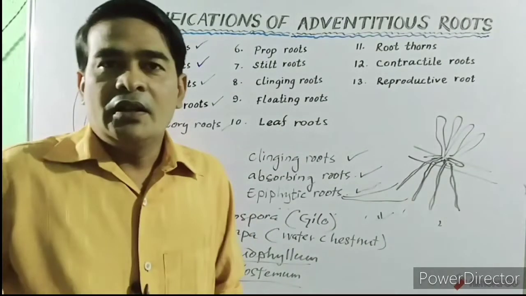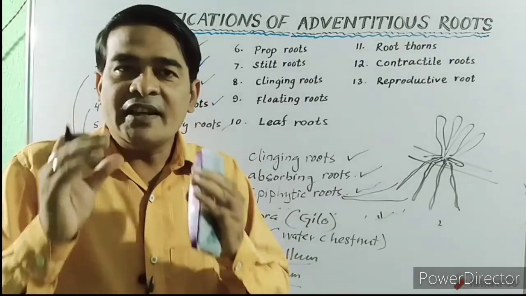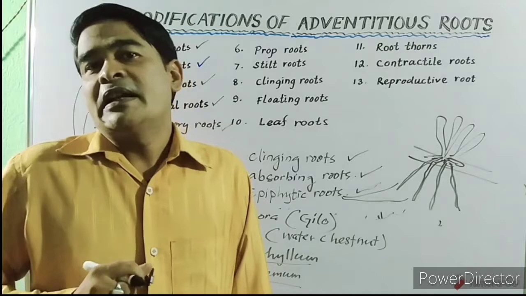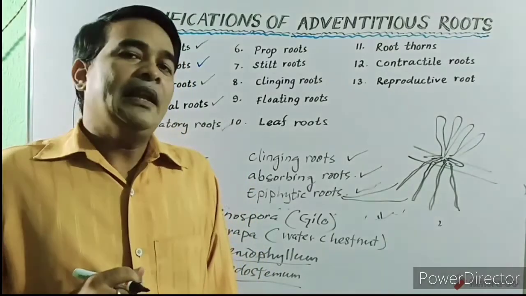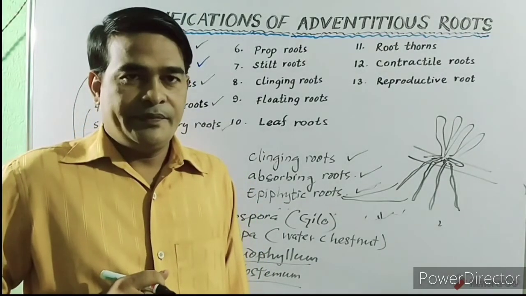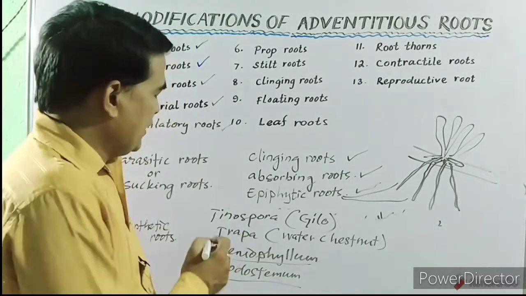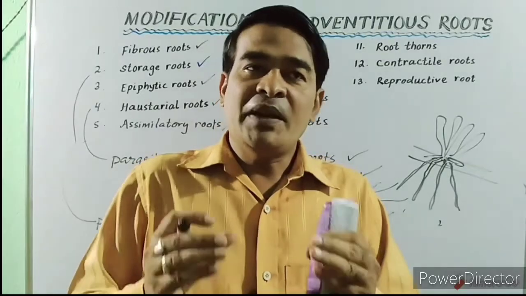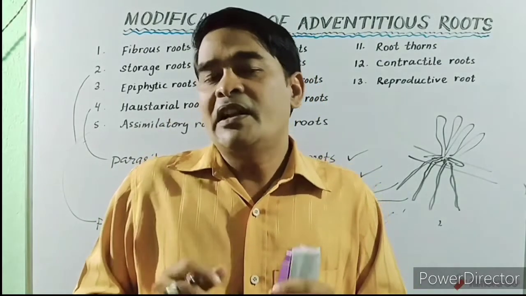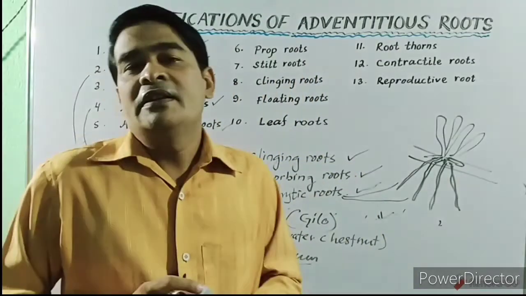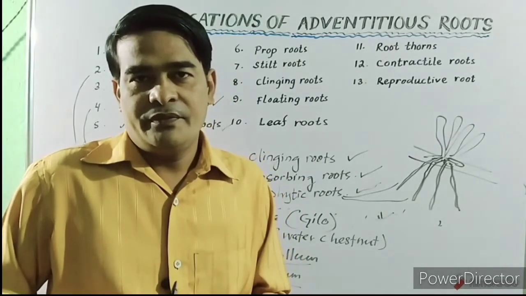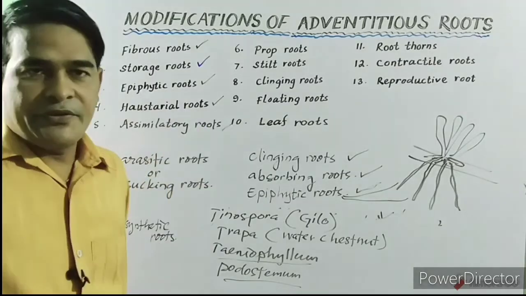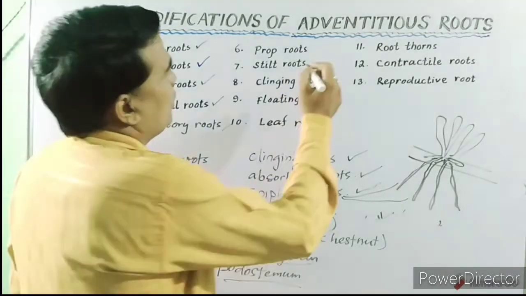In Tinospora, the photosynthetic roots or assimilatory roots develop from the nodes of climbing stem during rainy season. Okay. Similarly, in Trapa, the photosynthetic roots are very much branched and develop from the submerged stems. Okay. So this is all about the assimilatory roots. Then we will study about prop roots.